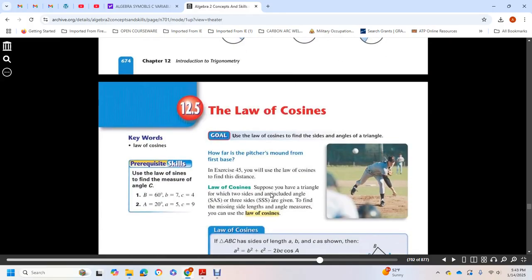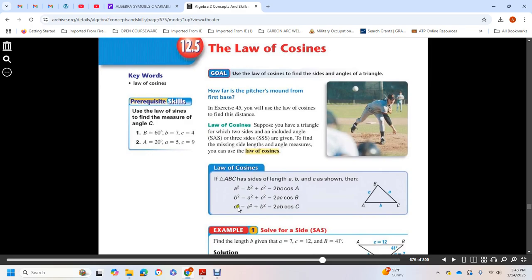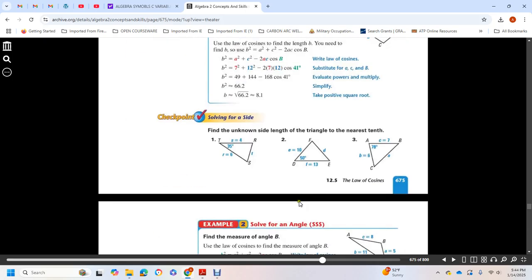Law of cosines. Suppose you have a triangle where two sides and the included angle, or three sides, are given. The missing sides and angles are found with the law of cosines. Triangle ABC has side lengths a, b, and c as shown. a squared equals b squared plus c squared minus 2bc cosine A. b squared equals a squared plus c squared minus 2ac cosine B. c squared equals a squared plus b squared minus 2ab cosine C.